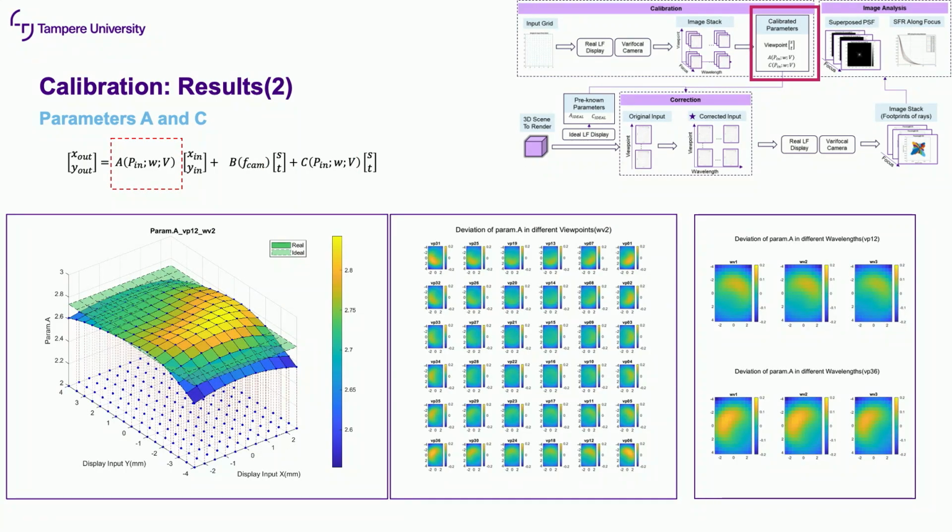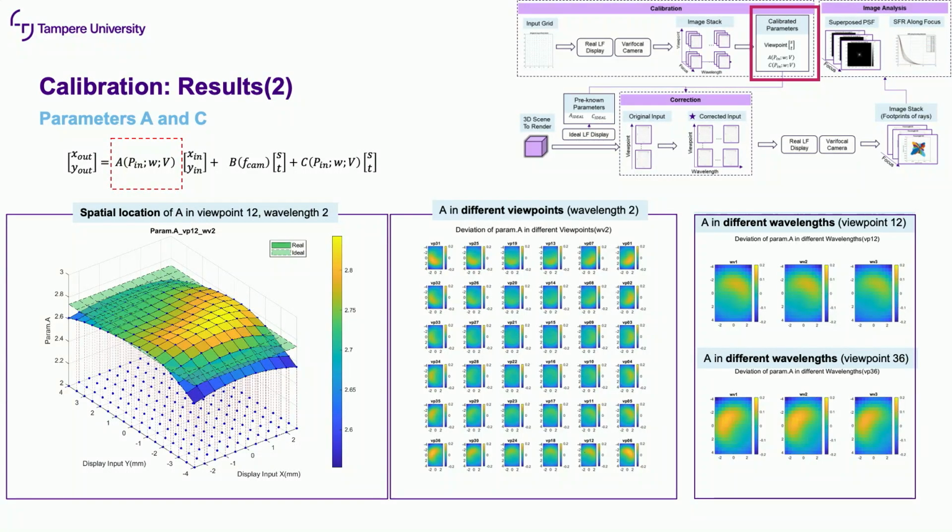This is a calibrated result of parameter A. To illustrate how A changes, we include 3 sets of images. Each set is designed to show the variation of A in relation to 3 different factors: the spatial location of the input pixel, the viewpoint, and the varying wavelength. For context and comparison, a plane marked with dotted lines in the first figure represents the value of A in the ideal model. You can see in the ideal model, it's constant and independent of other factors.